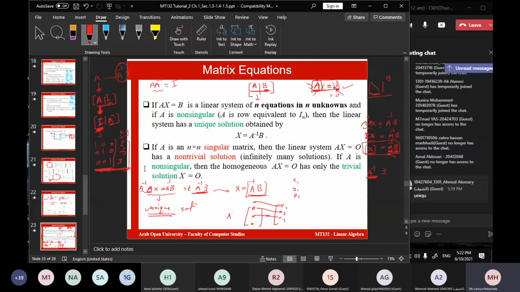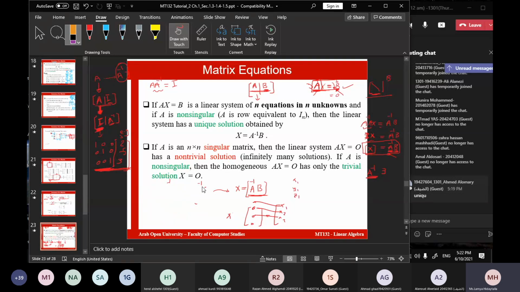So you can go like that from the start. If the inverse of your A exists, it is a square matrix. And what is the unique solution? It is that.